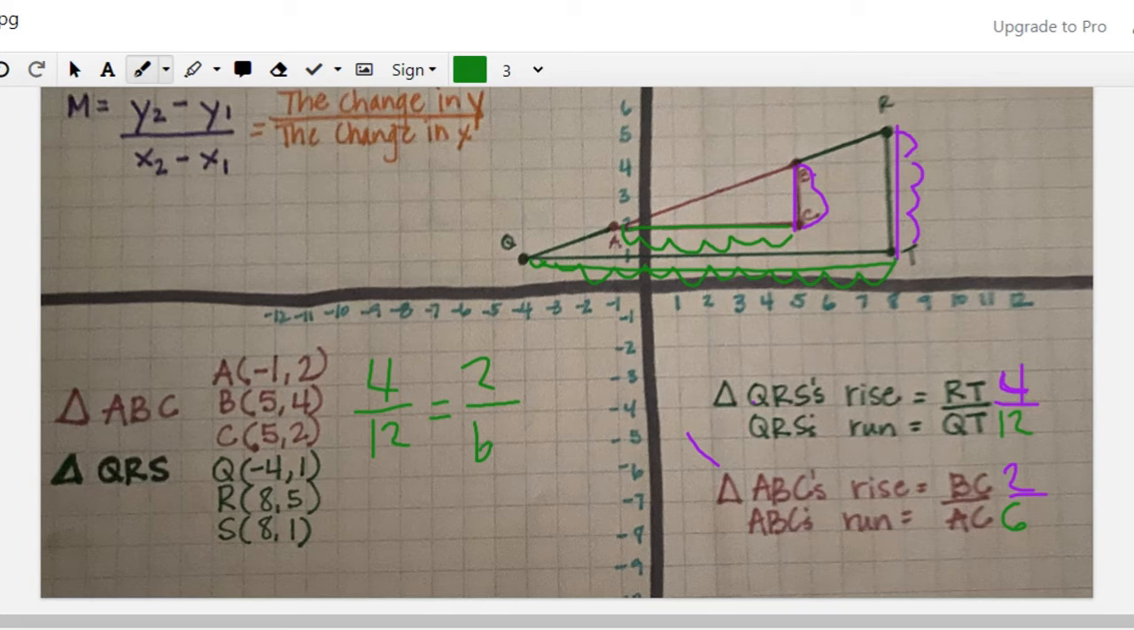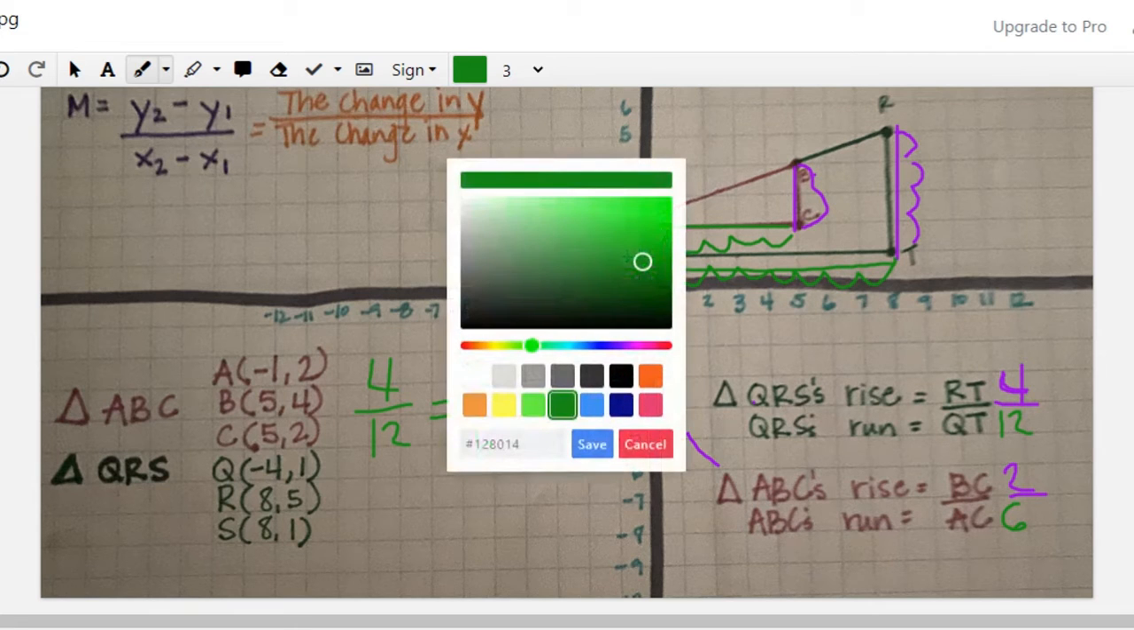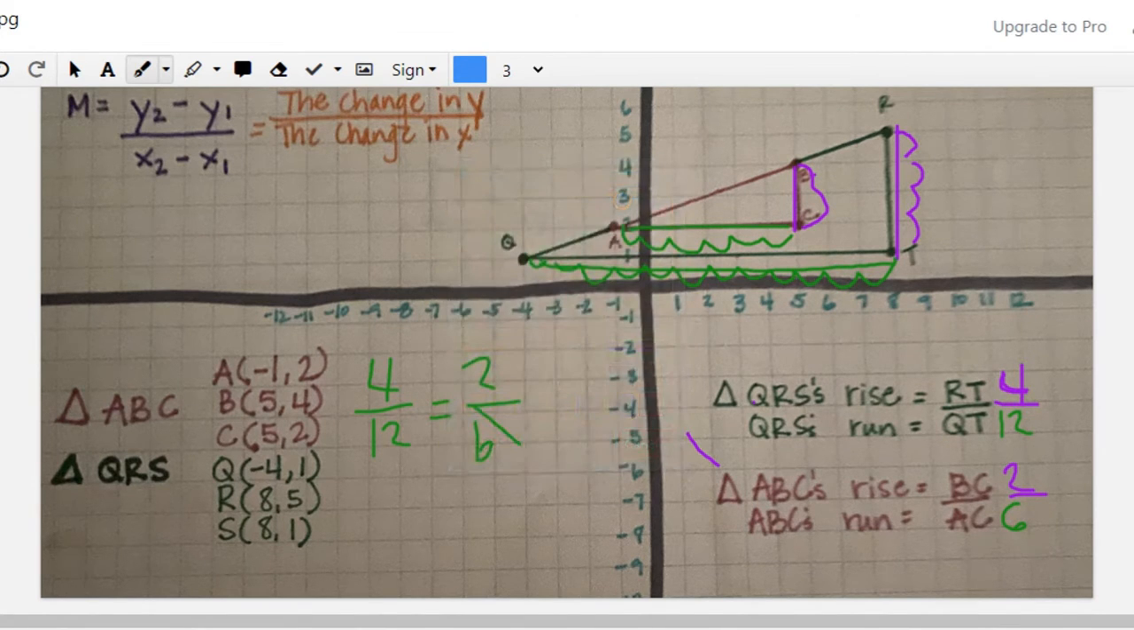I'm just going to prove that they are proportional, because if we change colors again, let's do light blue. If we cross multiply, 4 times 6 is 24, and 12 times 2 is 24. We see that those slopes are in fact equivalent. So we can actually reduce, and I like to reduce the smallest one first, or simplify, sorry, and we'll simplify by 2 over 2.